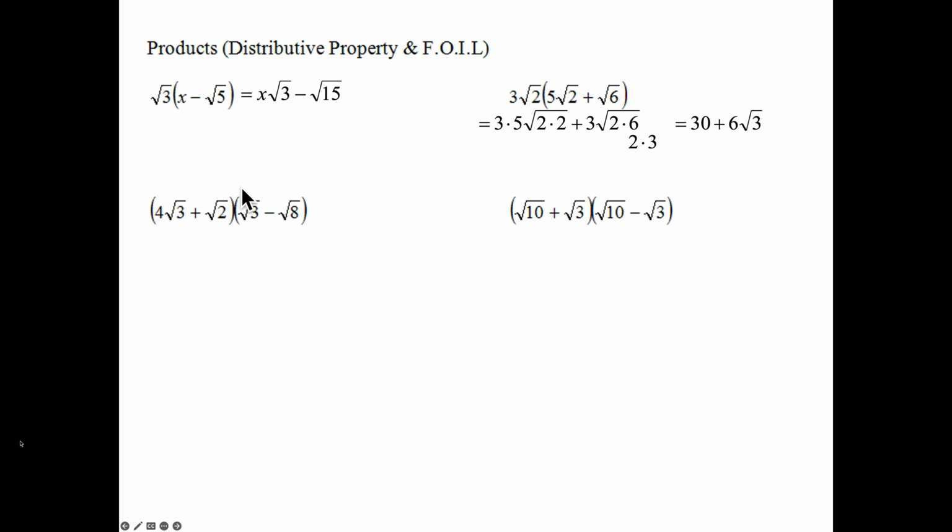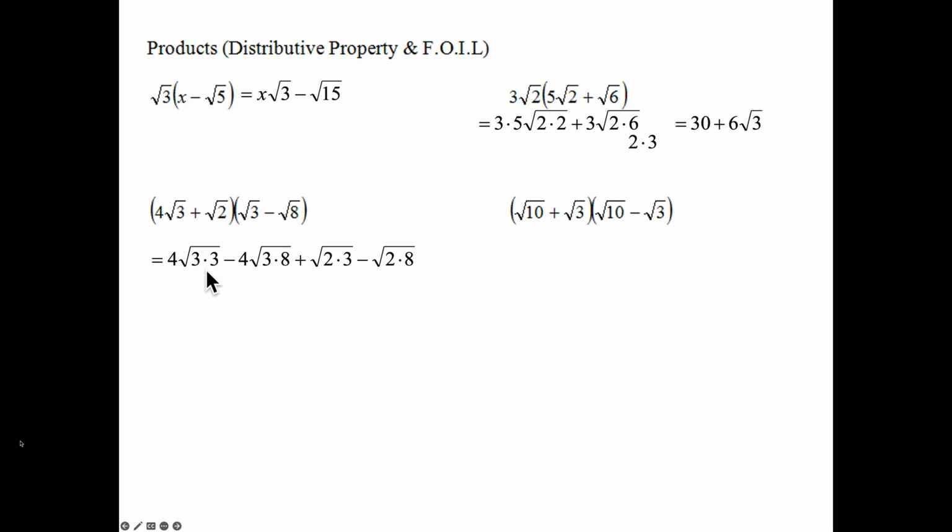4 square root of 3 times the square root of 3. Multiply the insides. 4 square root of 3 times the square root of 8. Multiply the insides. Square root of 2 times square root of 3. Multiply the insides. Square root of 2 times square root of 8. Multiply the insides. Notice the minus sign, so when I multiplied the 4 square root of 3 times the square root of 8, that was a minus. Square root of 2 times the square root of 8, that's going to be a minus because it's a positive times a negative. So let's start to simplify.